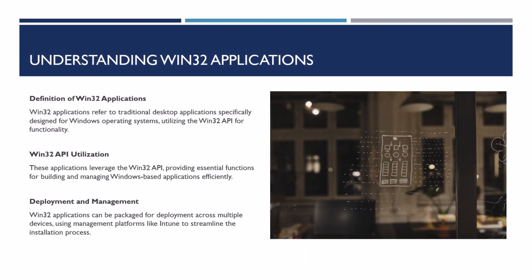Win32 applications are traditional desktop applications developed for the Windows operating system, which means they can only be deployed on devices with Windows operating systems on them, to name some, like Windows 7, Windows 10, and the most recent one, Windows 11. These apps are the ones which you typically install via EXE and MSI files. They utilize the Win32 API and can be packaged for deployment on multiple devices via management platforms like Microsoft Intune.